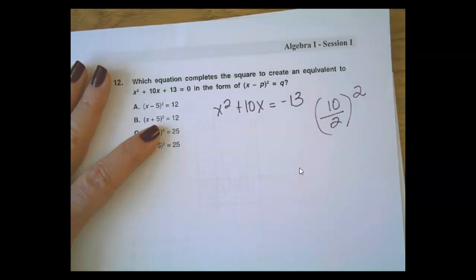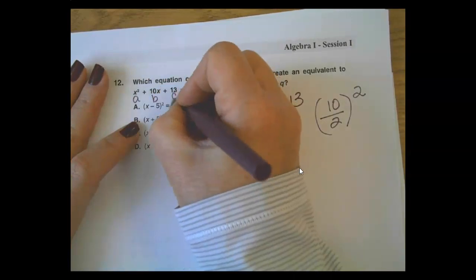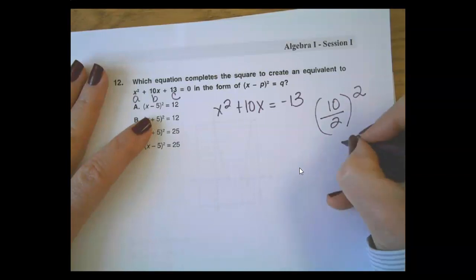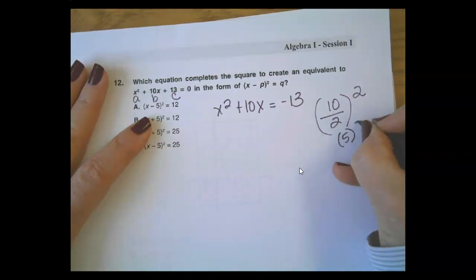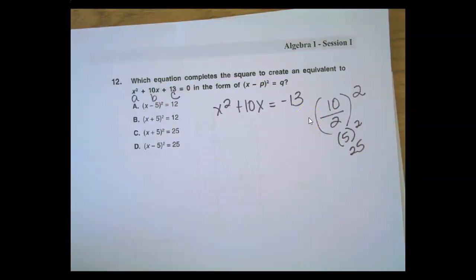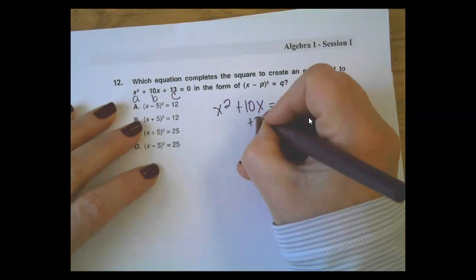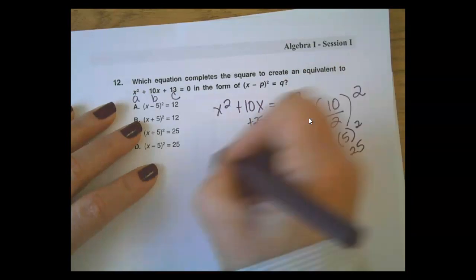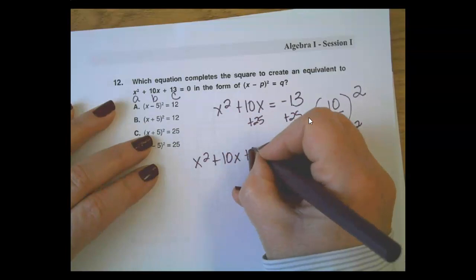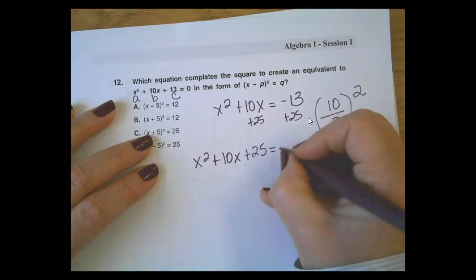Okay? So this is taking your, remember this was an A, B, and C. So you're taking your B, dividing by 2, and squaring that, which makes this 5 squared, which makes this 25. I know, you're never going to remember this. It's going to be fine. And then you're going to add 25 to both sides. So plus 25, plus 25. So x squared plus 10x, and this is why you're going to see this, plus 25. And then negative 13 plus 25 is equal to 12.